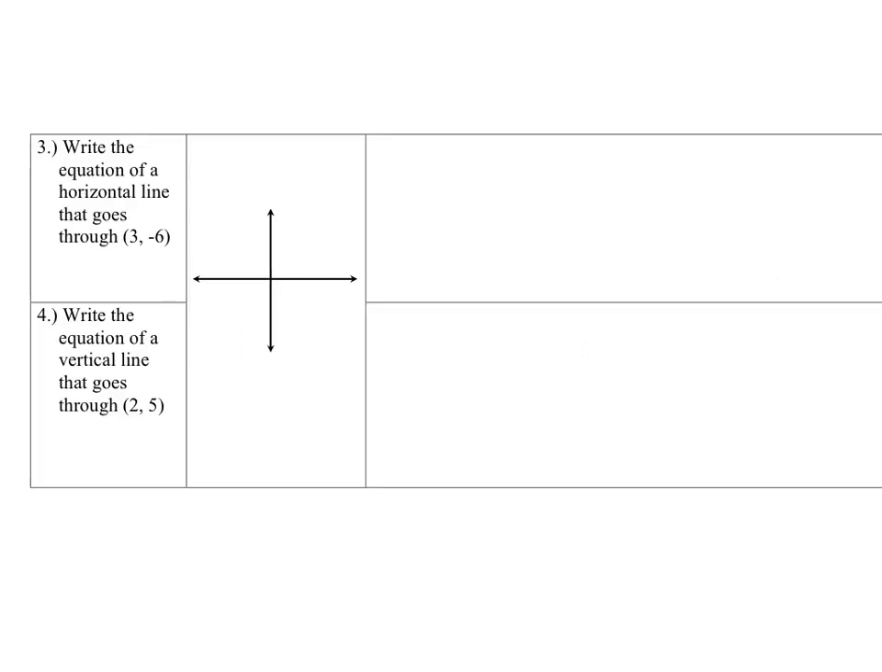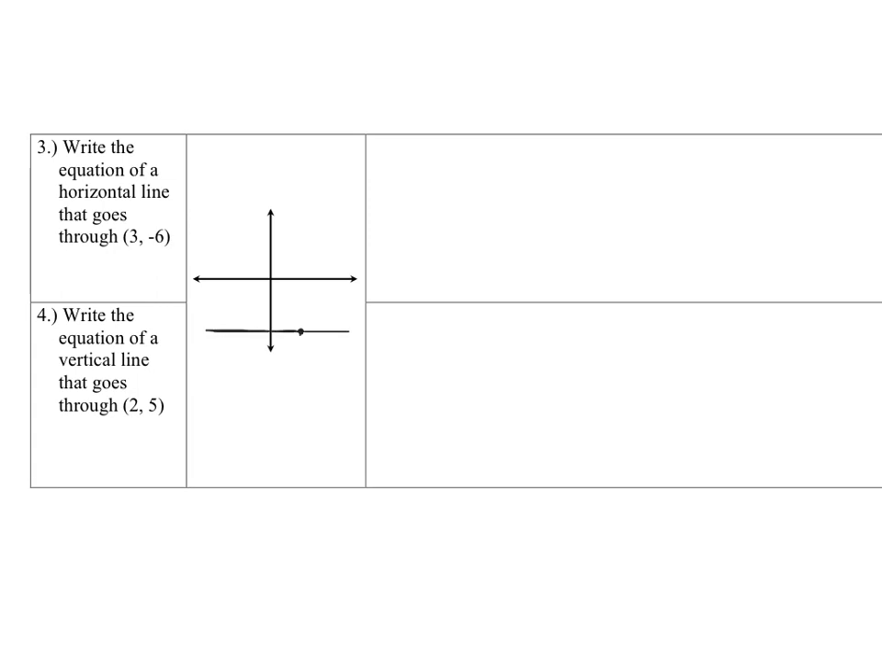All right, so now let's take a look at horizontal and vertical lines. If I ask you to write an equation of a horizontal line that goes through (3, -6), many of you probably already have a clue how to do this, but let's do a sketch. I'm going to go to the right 3 and down 6. So let's say (3, -6) is right here, and it's a horizontal line, right?